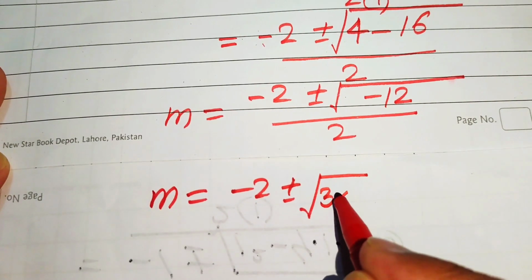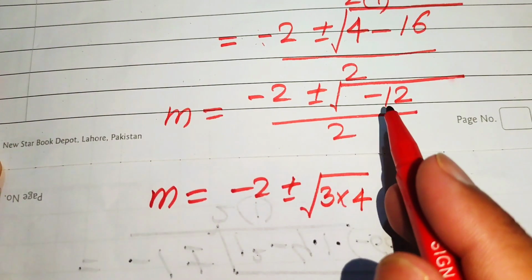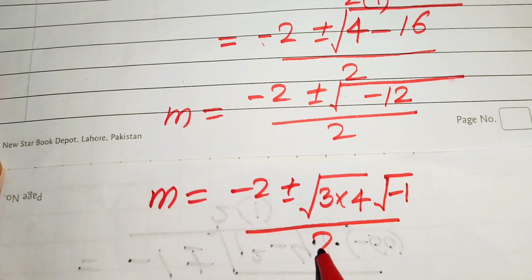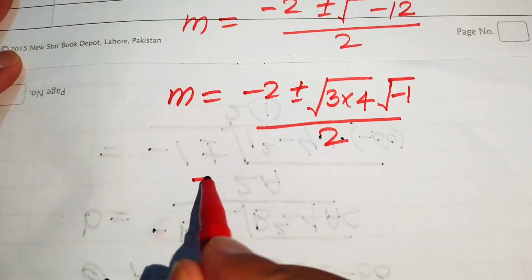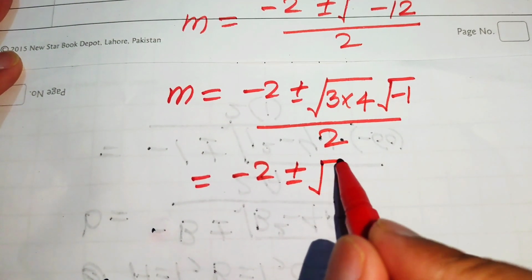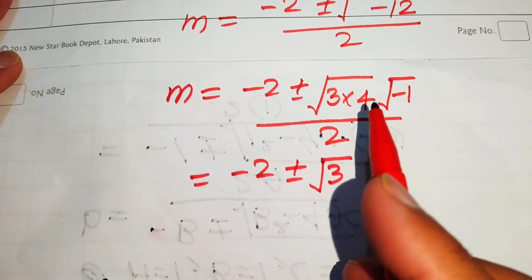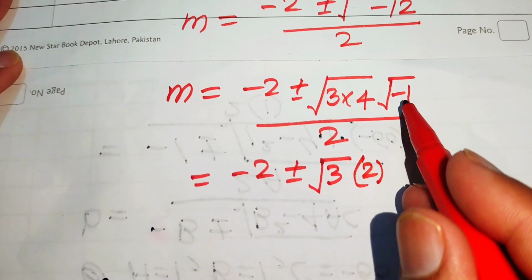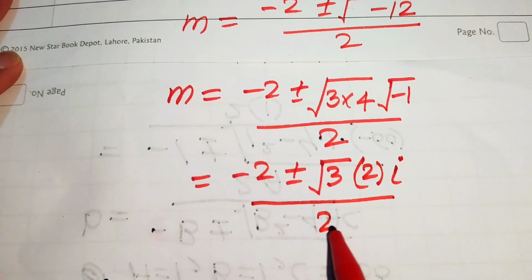We write this minus 12 as 3 times 4. We know that 3 times 4 becomes 12, and we separate the square root of minus 1, and this whole divided by 2. Here we need more simplification, and we write it as minus 2 plus minus square root of 3, and here we know that the square root of 4 equals 2, and the square root of minus 1 is iota, and this whole divided by 2.